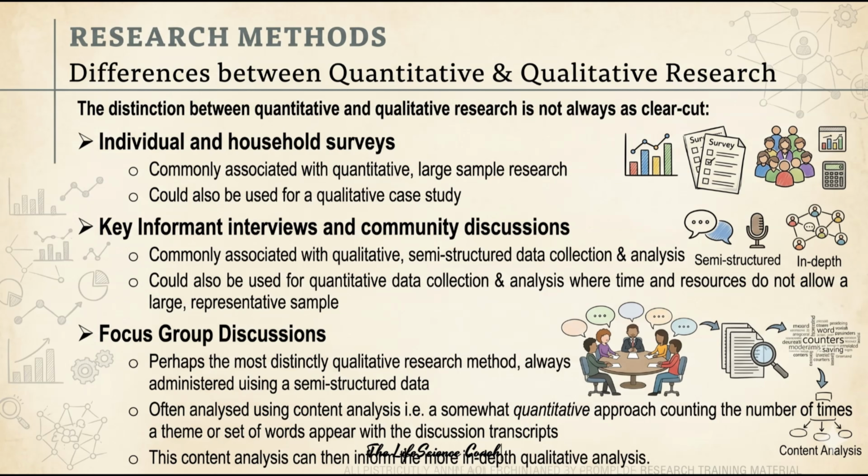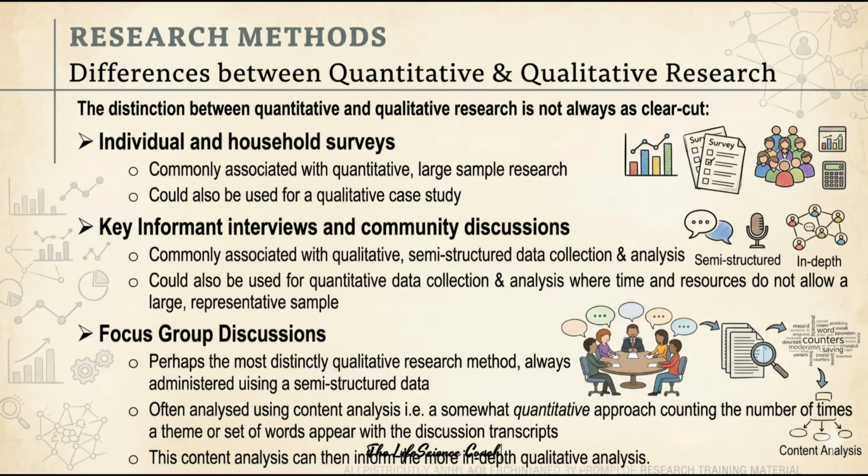Another important method is focus group discussion. This is mainly a qualitative research method where a group of people discuss a topic together using semi-structured questions. Researchers study these discussions to understand ideas, opinions, emotions, and experiences. Sometimes, researchers also analyze how frequently certain words or themes appear in the discussion, which introduces a small quantitative element into the analysis. This shows that quantitative and qualitative research methods can overlap and work together.